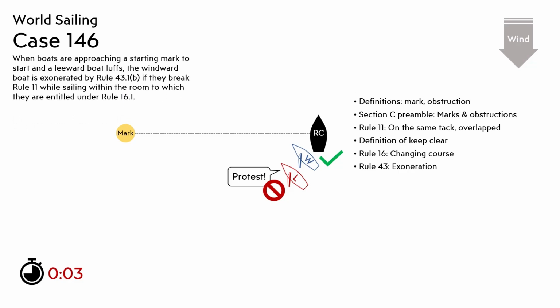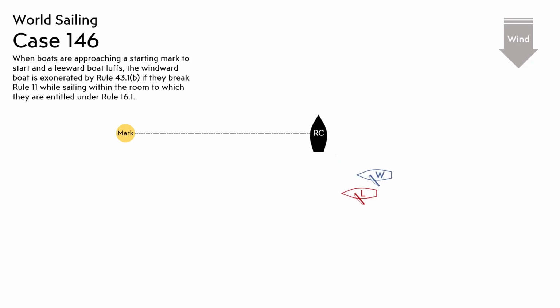In summary, when boats are approaching a starting mark to start and a leeward boat luffs, the windward boat is exonerated by Rule 43.1b if they break Rule 11 while sailing within the room to which they are entitled under Rule 16.1. What could the boats have done differently?